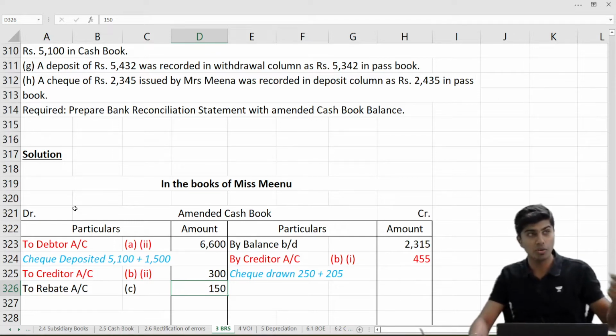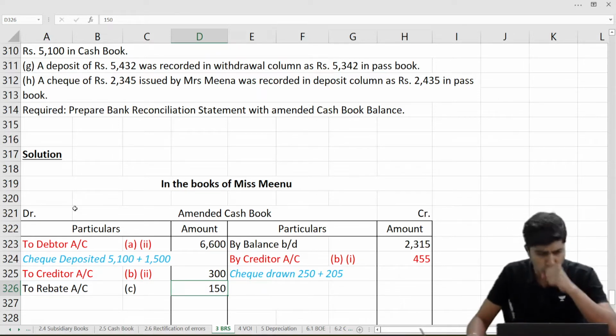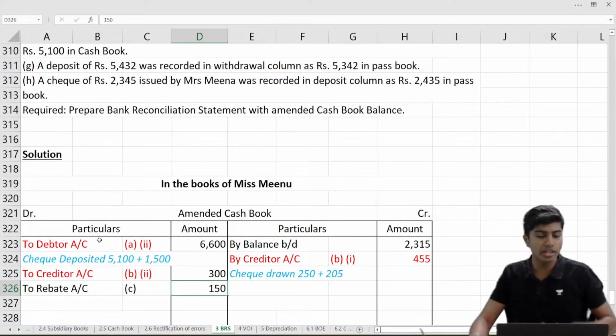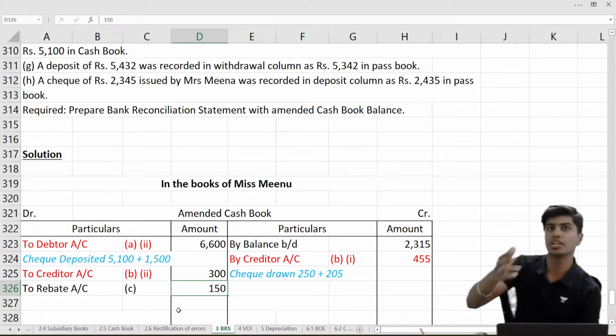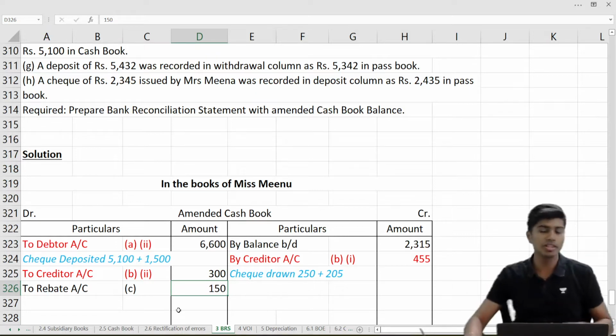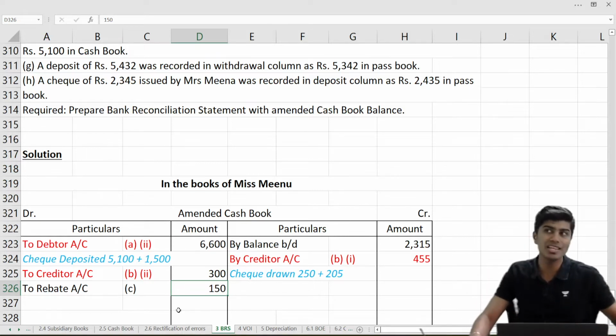9,850 is the amount received, but we've wrongly recorded 10,000. I am now rectifying it to be 9,850 because it was wrongly recorded as 10,000. Why am I recording this 150 now? Because it was to be recorded previously but was not recorded. I hope you guys understood this.